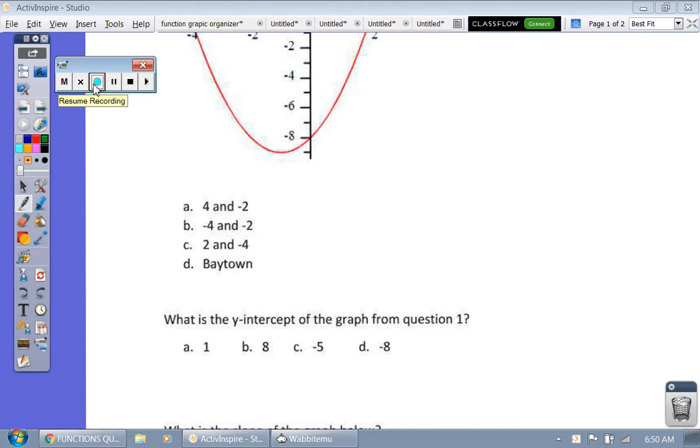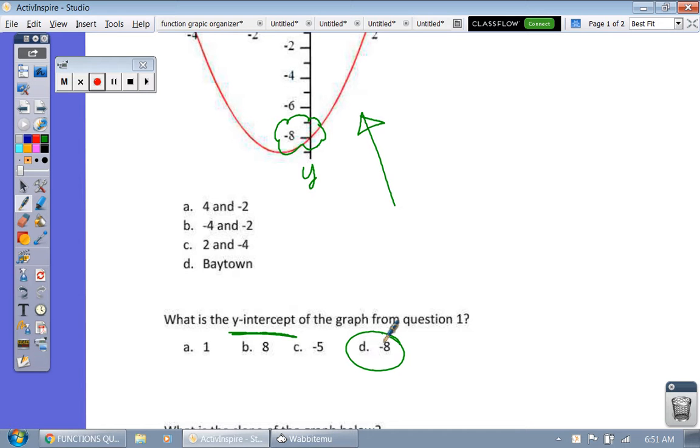Okay, question 2. What is the y-intercept of the graph from question 1? This is question 1 right here. So this is your y-axis. It's asking where does it cross the y-axis? And so if you look right there, it crosses at -8, D.